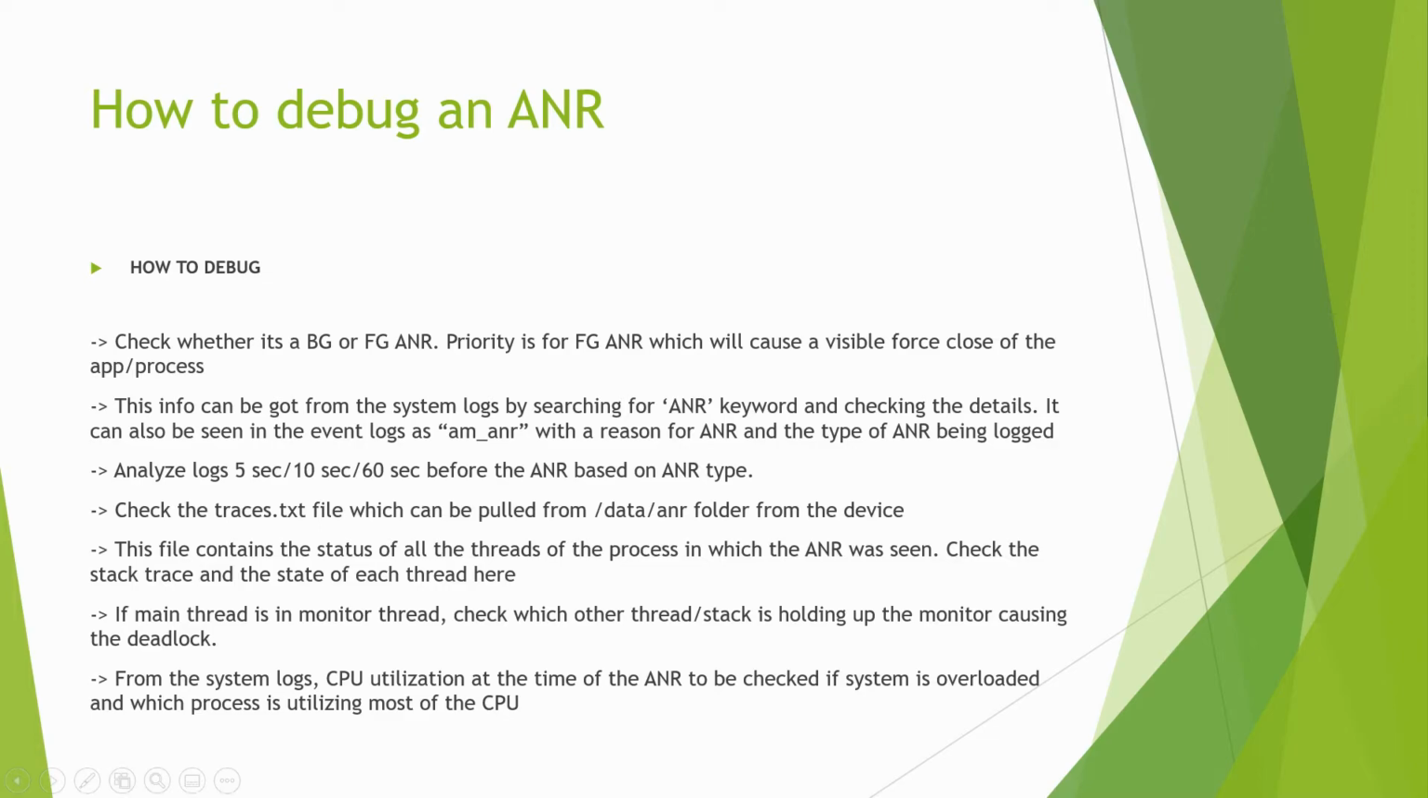So we have to check if it's a background or a foreground ANR. Priority will be a foreground ANR, which will cause a visible force close of the app process. Foreground ANR, background ANR, don't worry. Foreground ANR means ANR caused by the application which is in foreground. Background ANR means ANR caused by the application which is in background. This info can be got from the system logs by searching the ANR keyword and checking for the details.